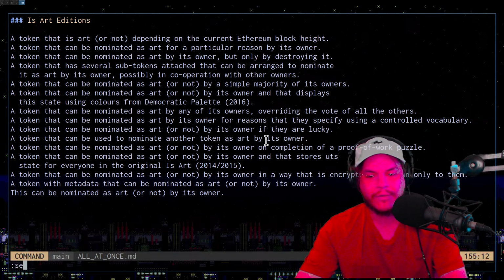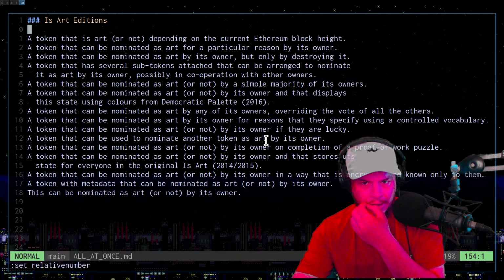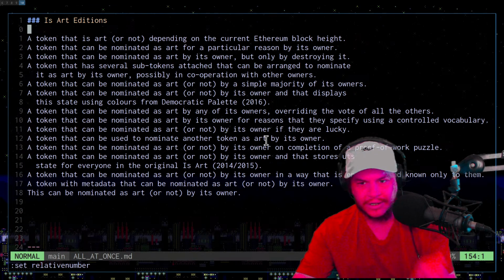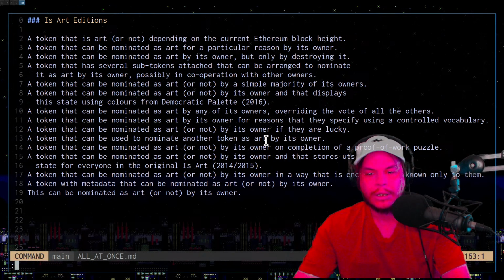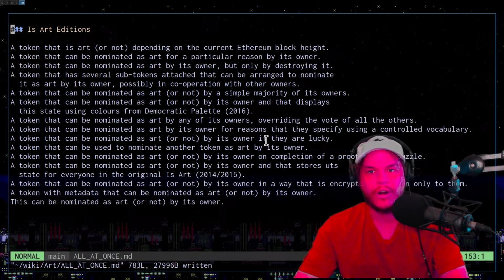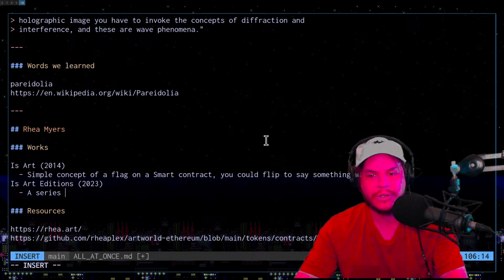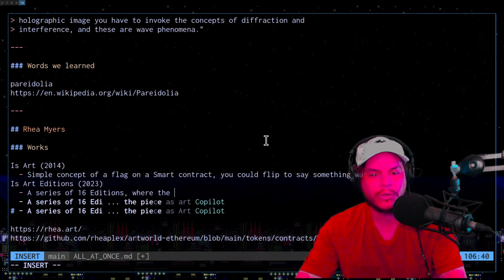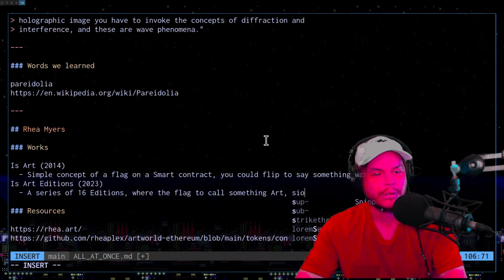What is it? Set relative number? That seems too long to type. There you go. 18, no, it is 16. Cool. No, relative. Oh my god, I used to have shortcuts for all this. Alright, so 16 editions that are deeper versions. A series of 16 editions where the flag to call something art is more complex.